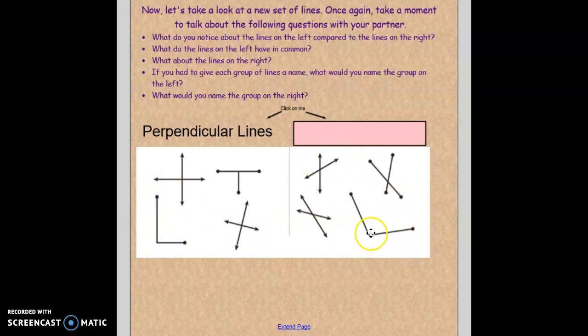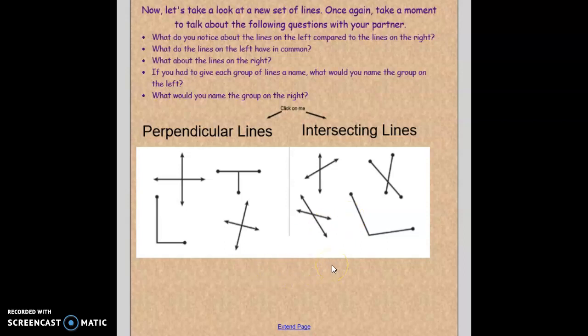These ones are called, anybody want to guess? Those are intersecting lines. So, all of these are intersecting lines. These ones have a special name. They're perpendicular. But any line that intersects, that joins together, is called an intersecting line. If they join together exactly at a 90-degree angle, then we call them perpendicular.